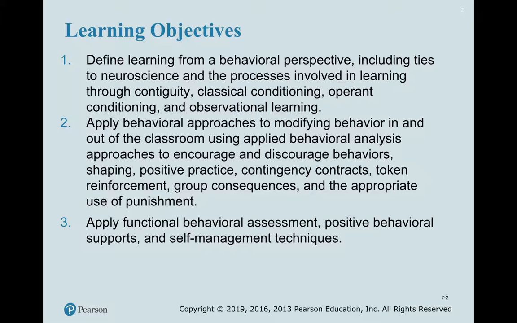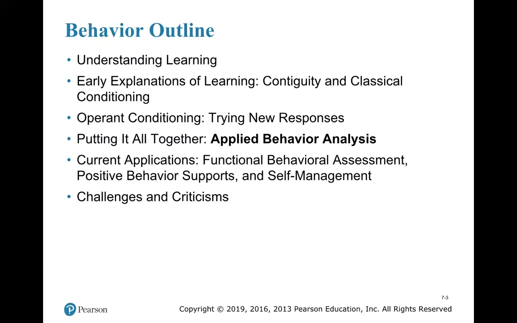So the second part here is we're going to apply the behavior approaches to modify behavior in and out of a classroom. And you're going to use applied behavior analysis approach to encourage and discourage behavior. You're going to shape positive practice, contingency contracts, token reinforcement. We're going to go over each one of those components and the appropriate use of punishment. And then finally, the third thing is we're going to apply a functional behavior assessment, positive behavior supports, and self-management techniques. So that's kind of what we're covering for the learning objectives for this chapter.